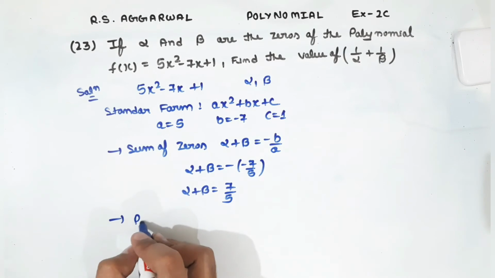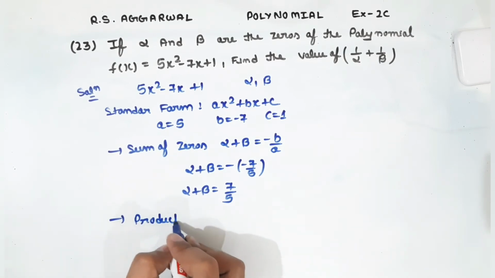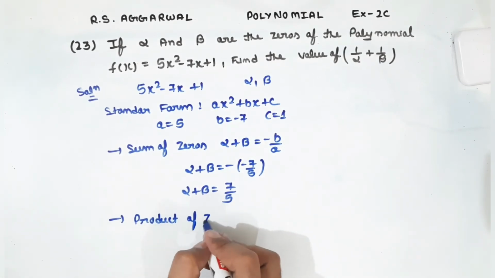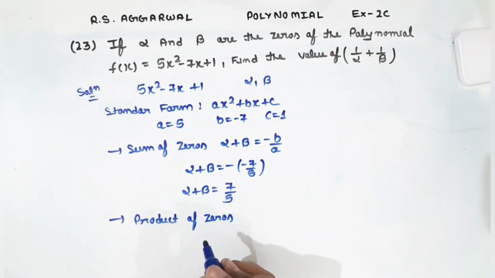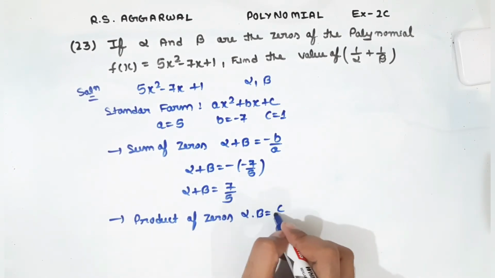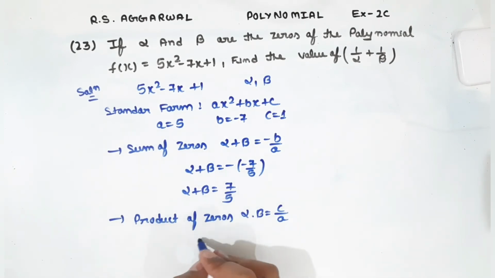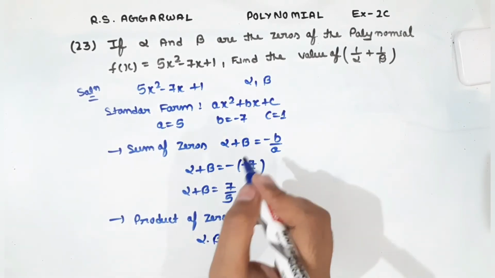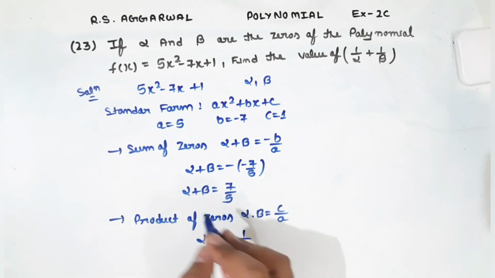And the product of zeros will be given by alpha into beta, that will be equal to c upon a. So alpha into beta, c is 1 and a is 5, so this is alpha into beta.